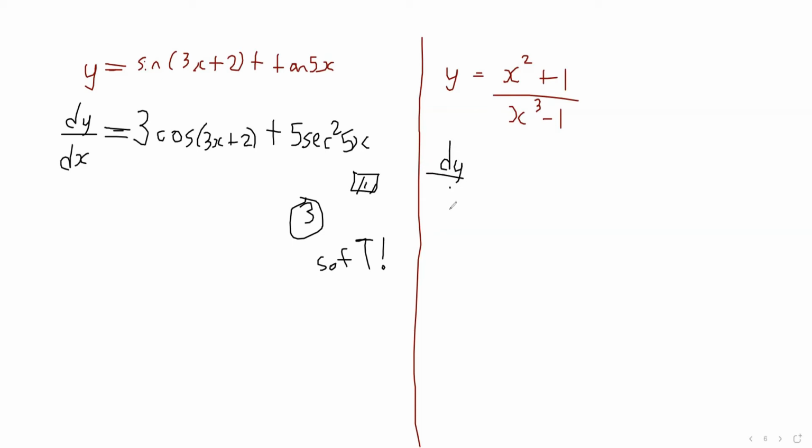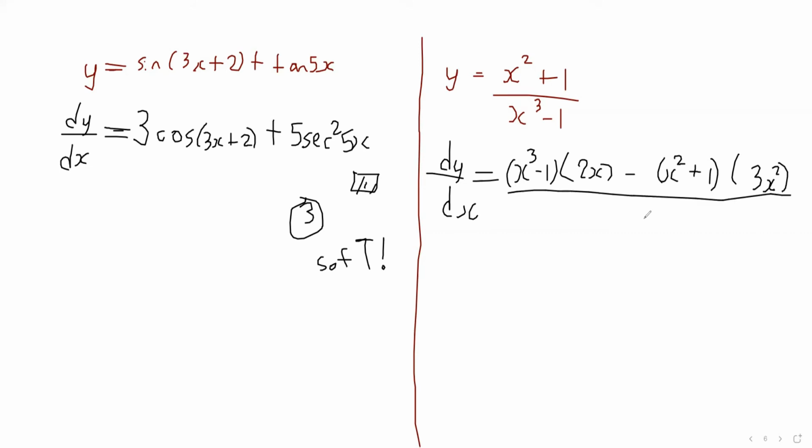To use the quotient rule to differentiate this, you remember, you start with the bottom and you end with the bottom square. So it's going to be x cubed minus 1, the bottom, times the derivative of the top, which is 2x. Then you minus the top, x squared plus 1, multiplied by the derivative of the bottom, 3x squared, all over the bottom square, x cubed minus 1 all squared.